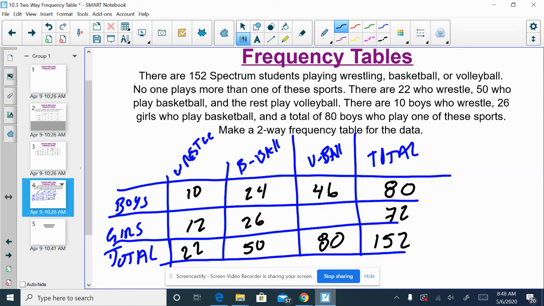And 46 plus what is 80? That would be 34. Hopefully these add up. Let's make sure they do. 26 and 34 add up to 60, plus 12 is 72. So there's my two-way frequency table. I now know how many boys play each of the sports, how many girls play each of the sports, etc.